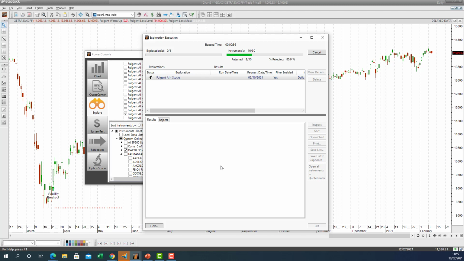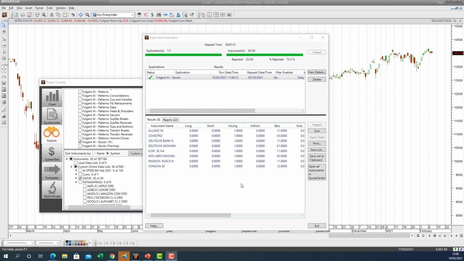So I'm going to pause the recording here, and I'll be back as soon as the scan is done. And we're back. I've run the scan. Now here I've got the results of the scan.